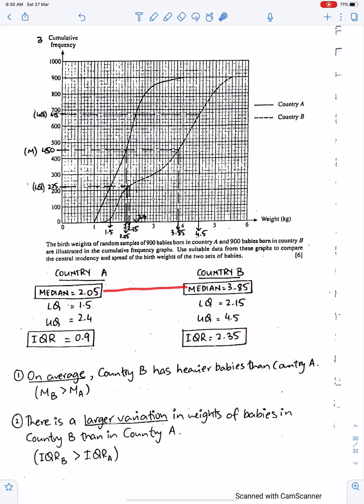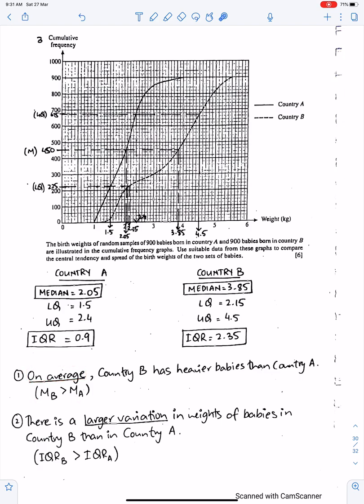Median of B is greater than median of A. That means on average, country B has heavier babies than country A. You have to mention this thing. Since median of B is greater than median of A, therefore on average, country B has heavier babies than country A. Make sure you write on average. This statement on average is compulsory because you are comparing their medians.